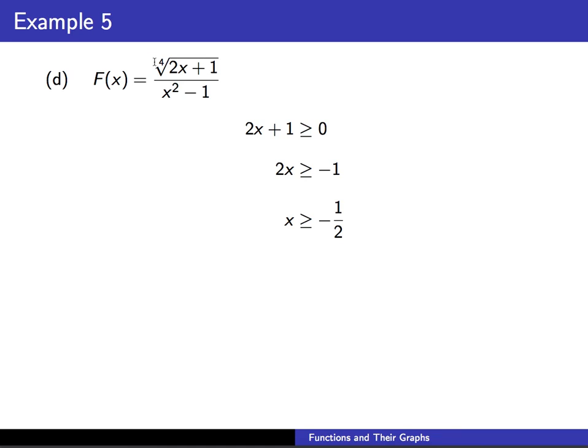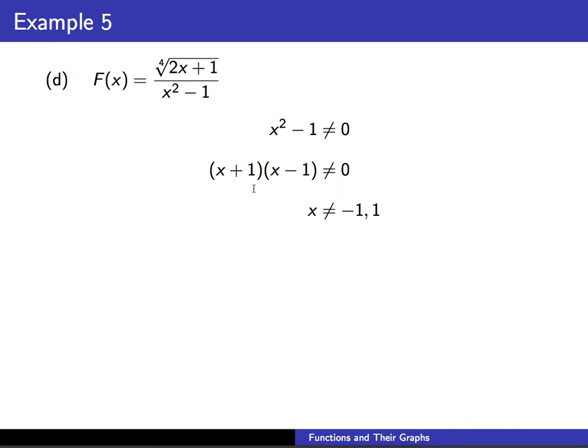Now that covers the numerator, but we still have this denominator of x squared minus 1. So with x squared minus 1, that's not allowed to equal 0. X squared minus 1 factors as x plus 1 times x minus 1, so these can't equal 0. Which means that x plus 1 can't equal 0 and x minus 1 can't equal 0. So x is not allowed to equal -1 and x is not allowed to equal +1.